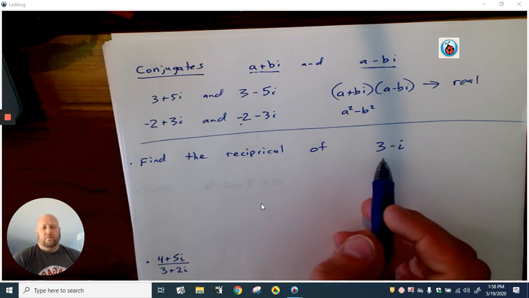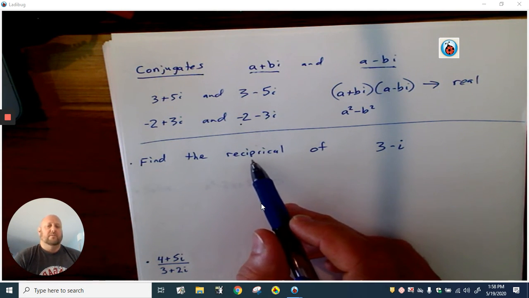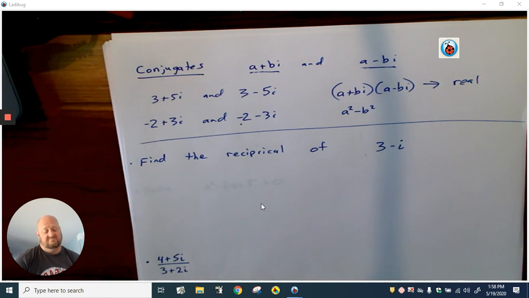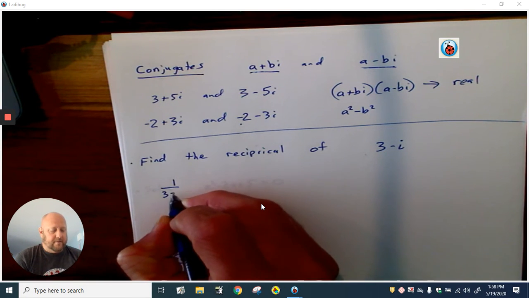And that becomes important when we start talking about division or even simple concepts like finding the reciprocal. If I have to find the reciprocal of 3 minus i, which would be exactly what you think, 1 over 3 minus i.